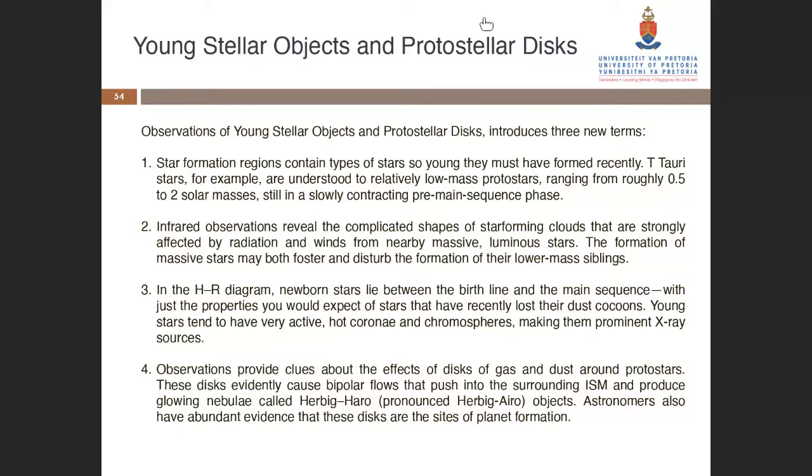In the HR diagram, newborn stars lie between the birth line and the main sequence, with just the properties you would expect of stars that have recently lost their dust cocoons. Young stars tend to have very active hot corona and chromospheres, making them prominent X-ray sources. Observations provide clues about the effects of disks of gas and dust around protostars. These disks evidently cause bipolar flows that push into the surrounding ISM and produce glowing nebulae called Herbig-Haro objects. Astronomers also have abundant evidence that these disks are the sites of planet formation.